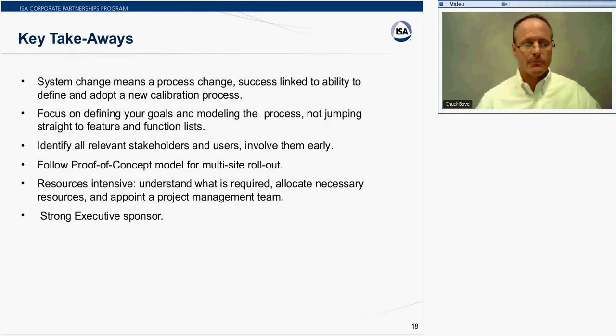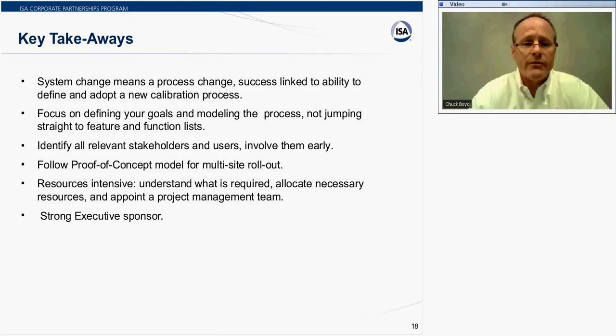Just to wrap up, some key takeaways here: to improve, we have got to change our processes. That is how you realize improvement, streamlined, optimized, automated, is to change the process. So let's focus on our goals of the business. What's going to make it better? Model the process after those goals. And stay away from that feature and function approach. It will not serve you well.